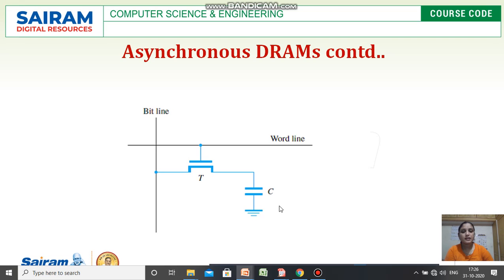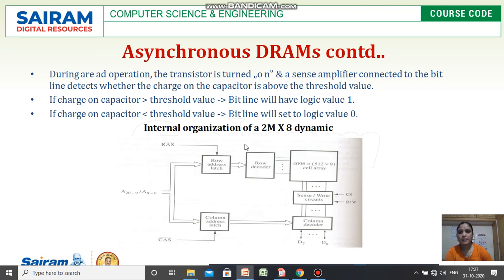As long as the capacitor's charge is above the threshold value, that value will be retained. If the bit line stores 1, it will be retained until the charge falls below the threshold value. Then it has to be charged again and refreshed in order to store the value of this bit line. During the read operation, the transistor is turned on and a sense amplifier connected to the bit line detects whether the charge on the capacitor is above the threshold value.